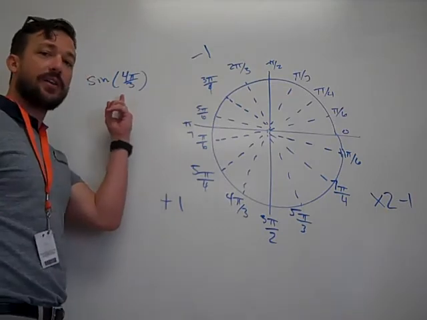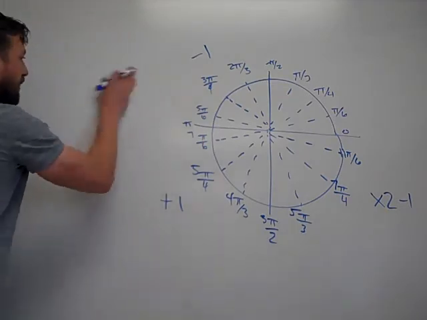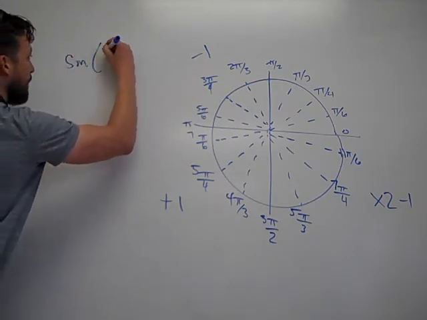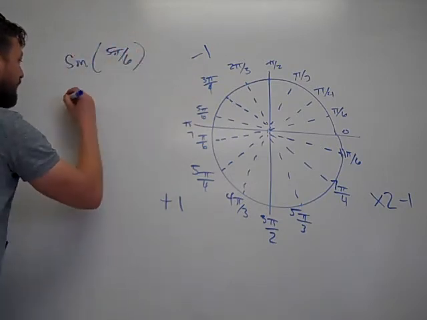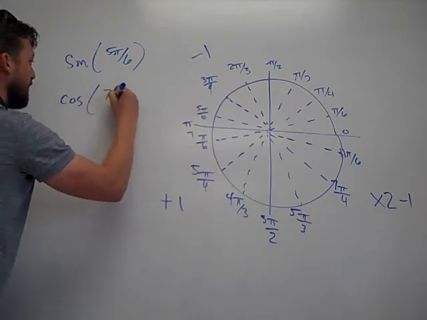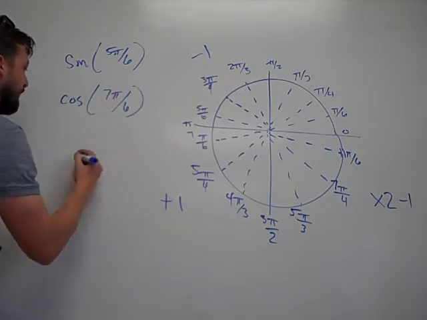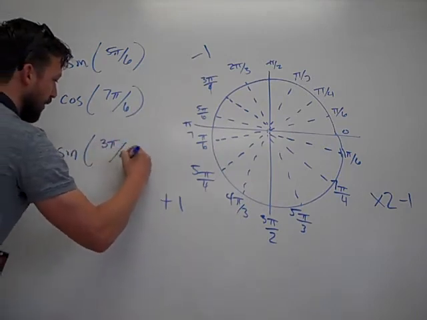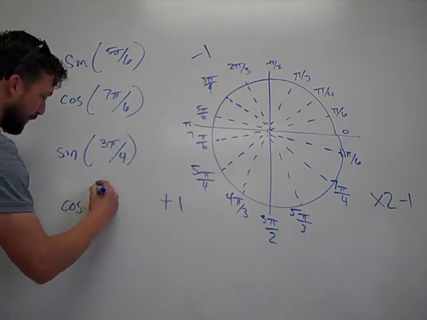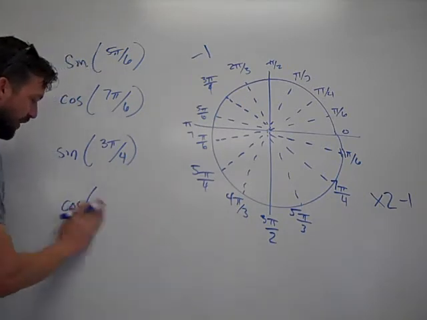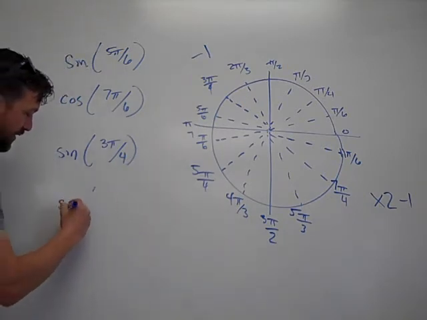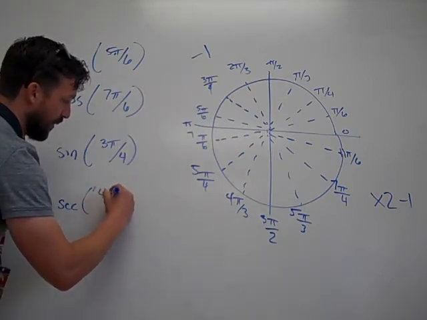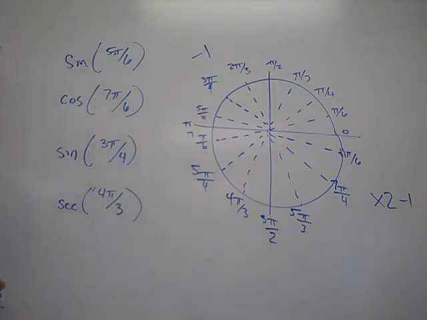Now I'm going to show you how to calculate these, okay? So let's just write some of them down. I'm going to get rid of that one. Okay, so we have sine of 5 pi over 6, cosine of 7 pi over 6. Let's do sine of 3 pi over 4. Cosine of, and you know what, let's do some secants and cosecants. Secant of 4 pi over 3. Okay.